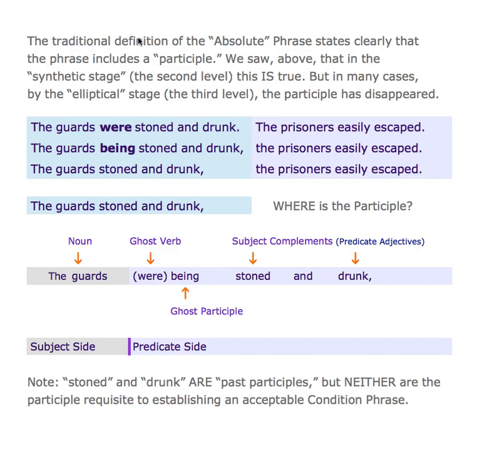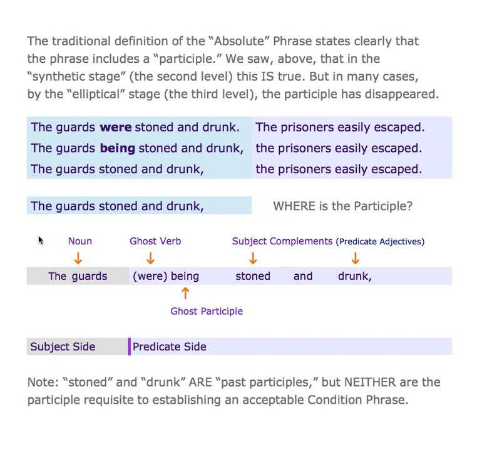The traditional definition of the absolute phrase states clearly that the phrase includes a participle. We saw above that in the synthetic stage, the second level, this is true. But in many cases, by the elliptical stage, the third level, the participle has disappeared. So you have your genuine level, your synthetic, and then your elliptical. In other words, in elliptical, something's definitely missing. You end up with the guards, stoned and drunk. You say, well, where's the participle? See, when you're reading or hearing this, you say, well, where's the participle?